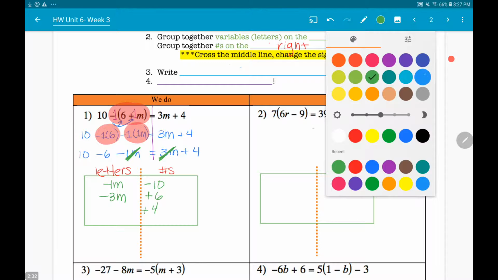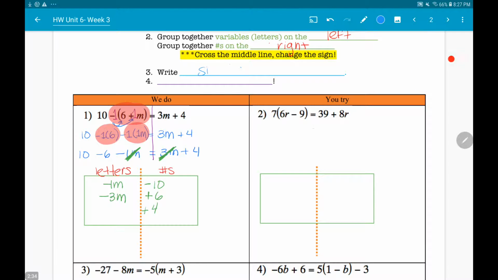All right, step number 3, write your simplified equation. So now I am going to combine like terms. First I'm going to combine my letters, -1m and -3m. That gives me -4m. And now I'm going to combine my numbers. I'm just going to type this in my calculator. -10 plus 6 plus 4 is actually 0.